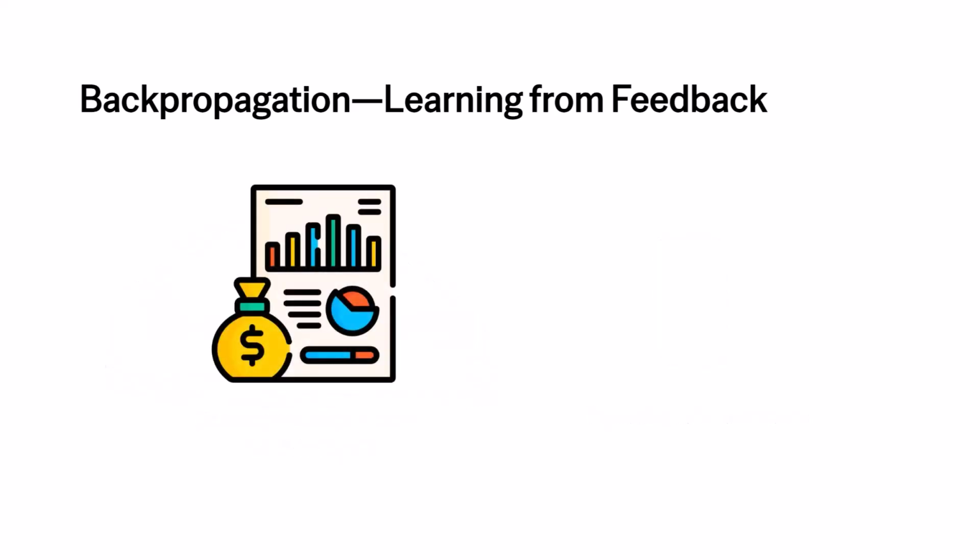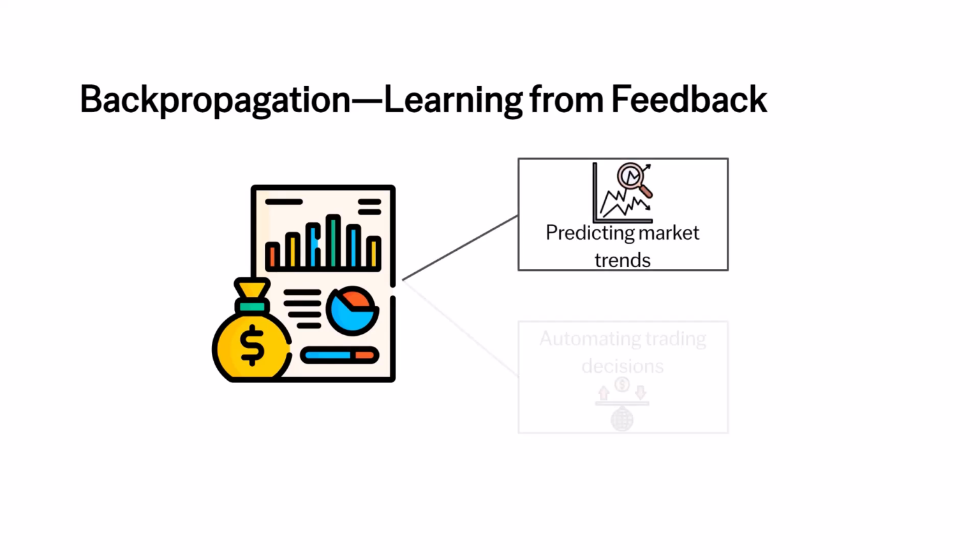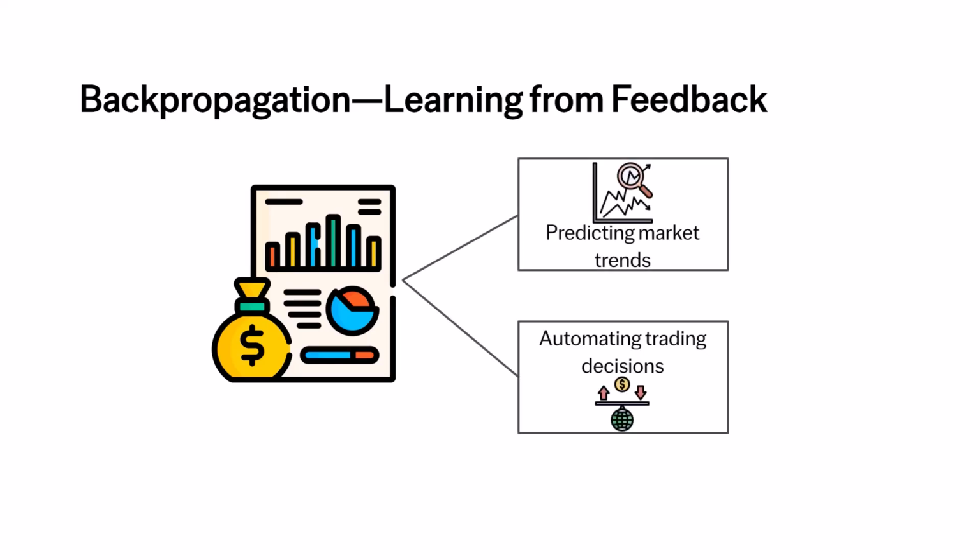In the financial sector, it helps predict market trends and automate trading decisions. These examples show how backpropagation is used in countless industries to solve a variety of complex problems, making it a foundational element of modern AI.